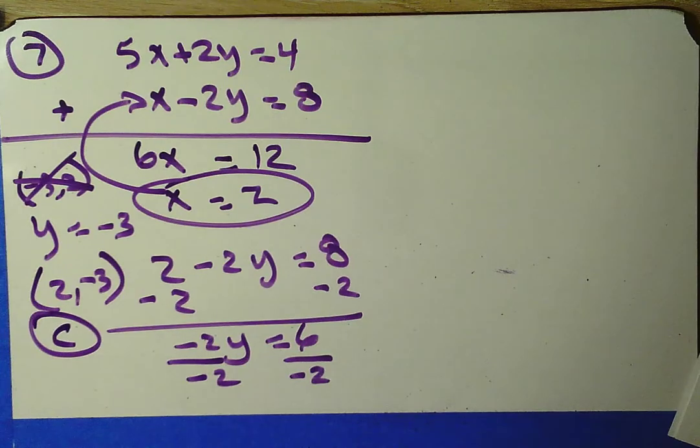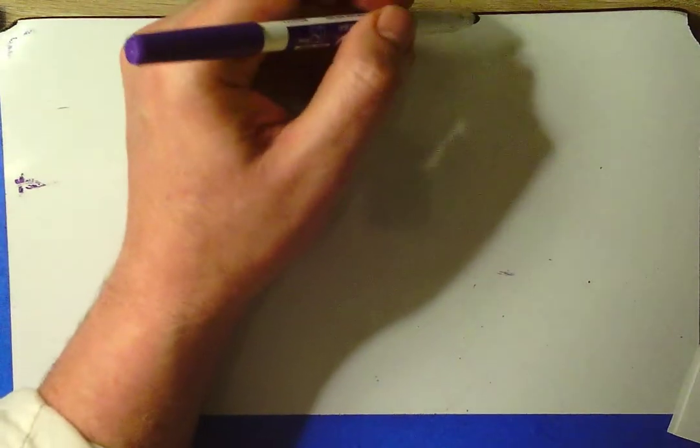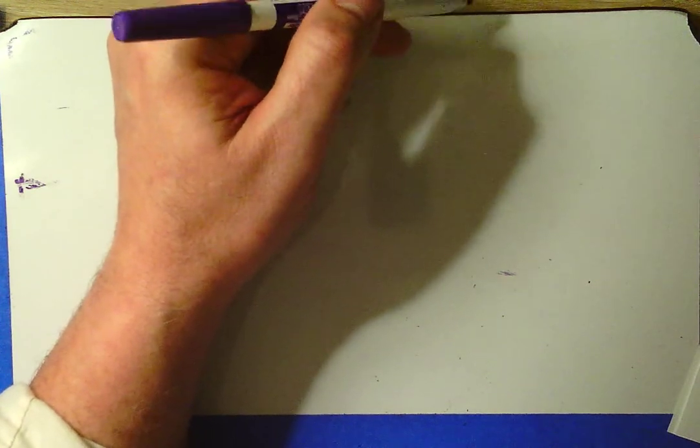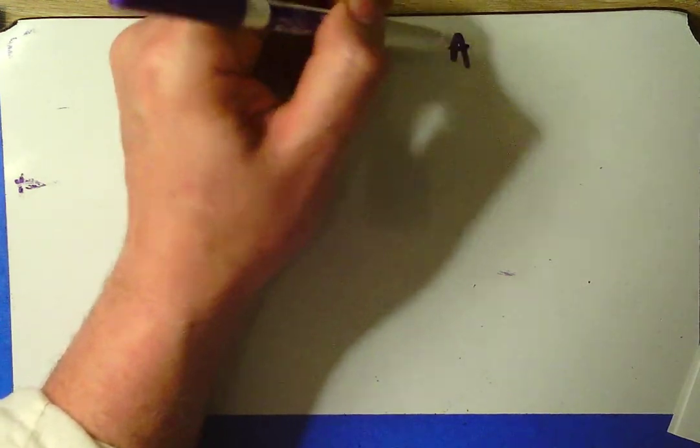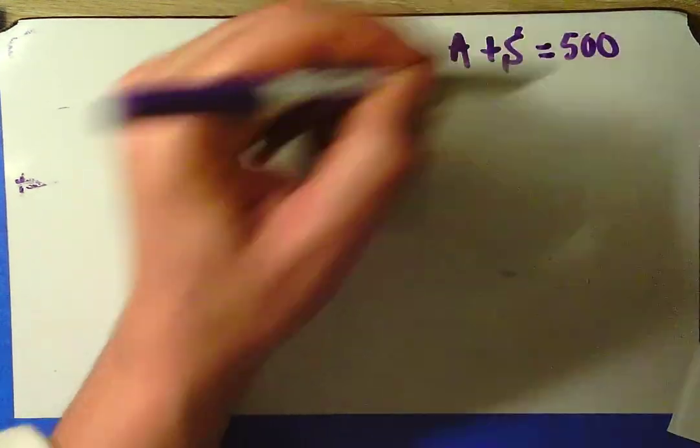Problem number 8. At a local theater, adult tickets cost $8 and student tickets cost $5. At a recent show, 500 tickets were sold for $3,475. How many adult tickets were sold? Well, this problem reminds me a lot of the test question from the first 4 we did on the perform section. I have a quantity equation. We've got adult tickets plus student tickets equals 500 tickets.